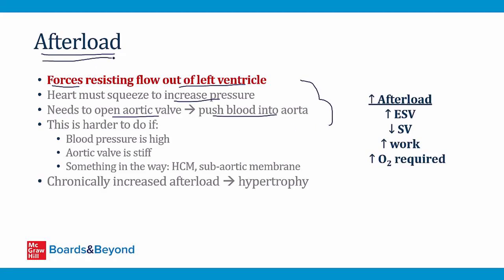So if you want to think about afterload, just think about the fact that it's harder to push blood out of the left ventricle if the blood pressure is high. This could happen if there's a lot of peripheral resistance from arterioles. It's also hard to push blood out of the left ventricle if the aortic valve is stiff. A stiff aortic valve generates a lot of afterload. And then finally, there's a lot of afterload, and it's hard to push blood out of the left ventricle if something's in the way of blood flow. This happens in rare situations like hypertrophic cardiomyopathy or subaortic membranes, and I talk about these things in other videos. But basically, all these things I've described here represent high afterload. In other words, lots of forces resisting blood leaving the left ventricle.